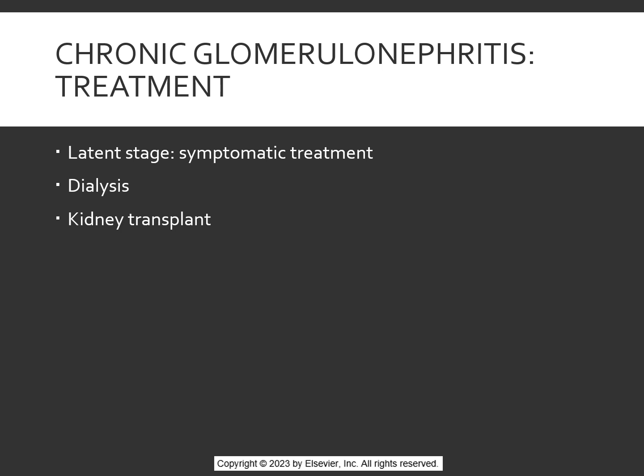The treatment for chronic glomerulonephritis in the latent stage is primarily symptomatic, with emphasis on avoiding fatigue and infections, particularly of the upper respiratory tract. When renal failure develops, dialysis and possibly a kidney transplant are the only alternative therapies.